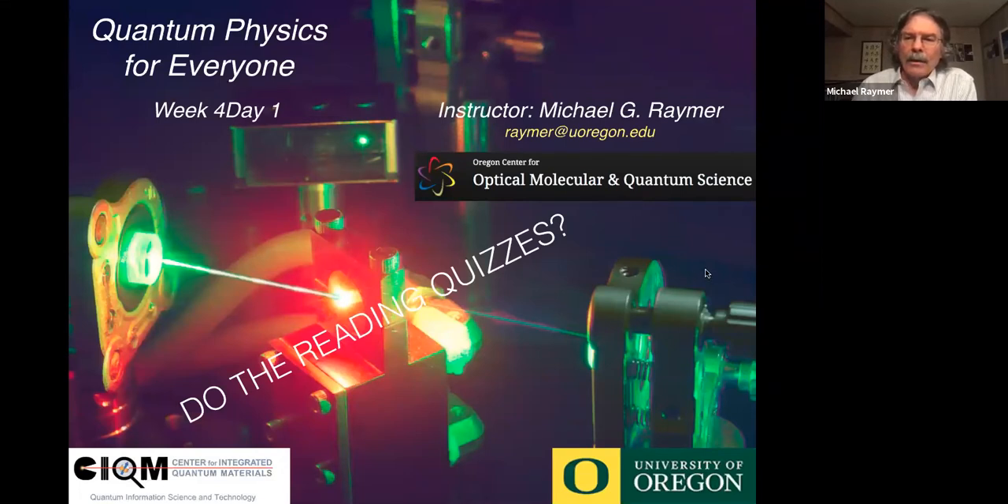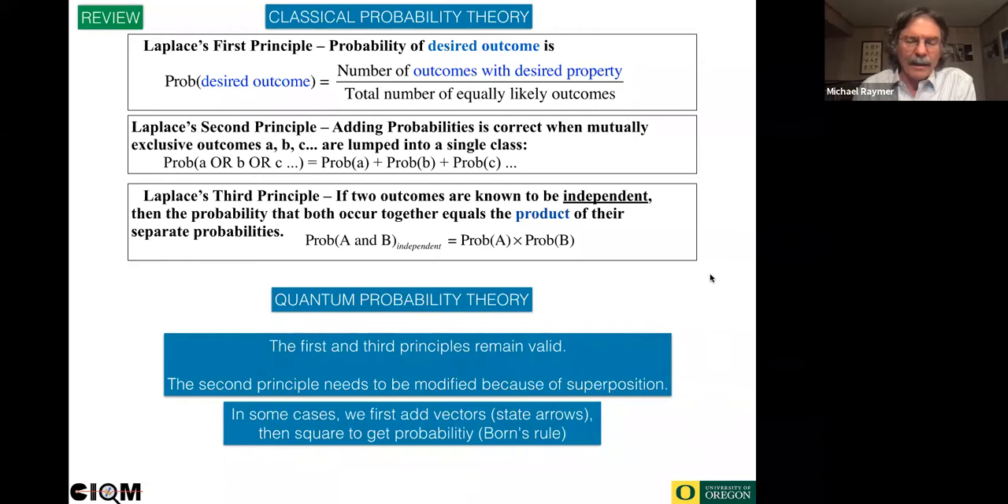So today we're going to discuss a number of things, focusing on quantum interference. First, let's review what we said last time about classical and quantum probability theory. Classical probability theory is based on three important principles. There are a few others, but these are the most important ones.